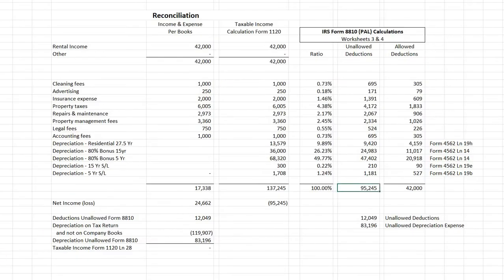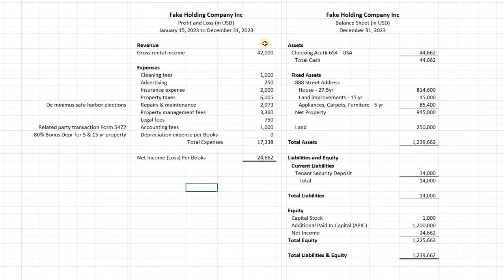All right, so let's have a quick look at the financial statements. So these are the financial statements for book purposes. And so what you will notice, two big things. So they're not recording any depreciation expense. So when we look at the fixed assets section and the breakout of the property and the land, we don't have any accumulated depreciation here. We don't have any depreciation per books. But for tax purposes, we're going to be claiming it, right?